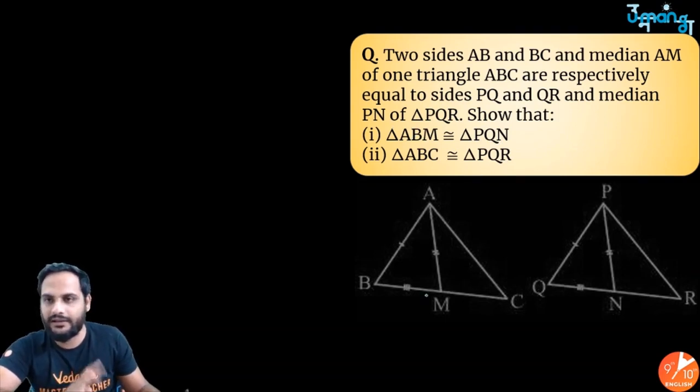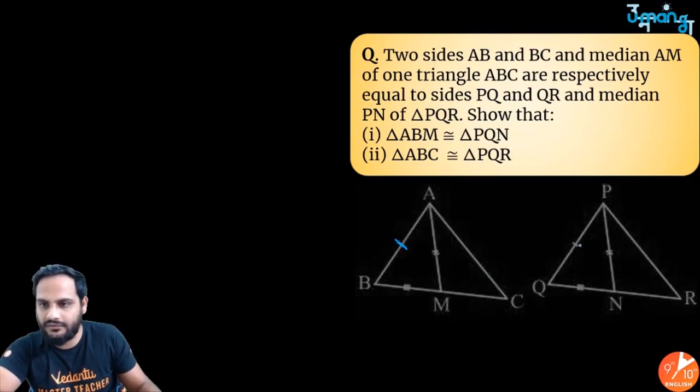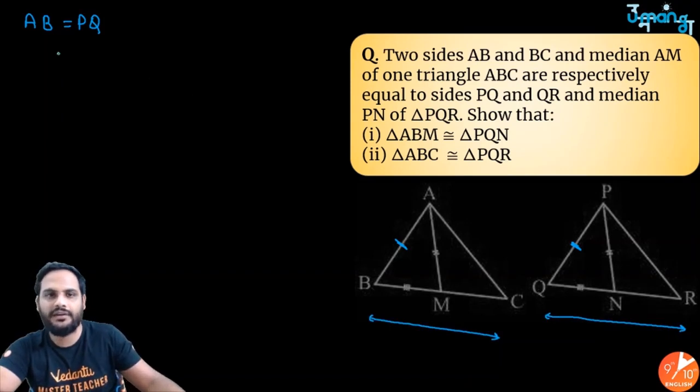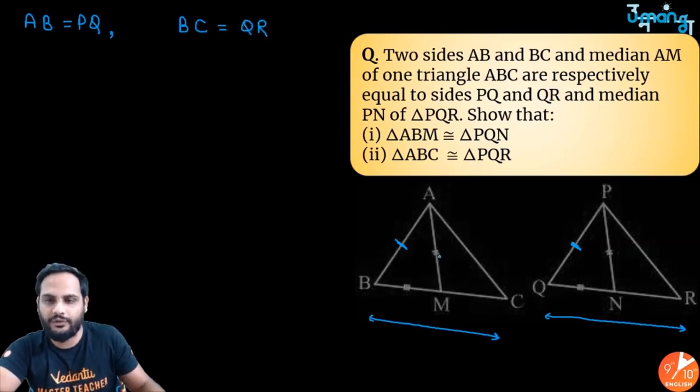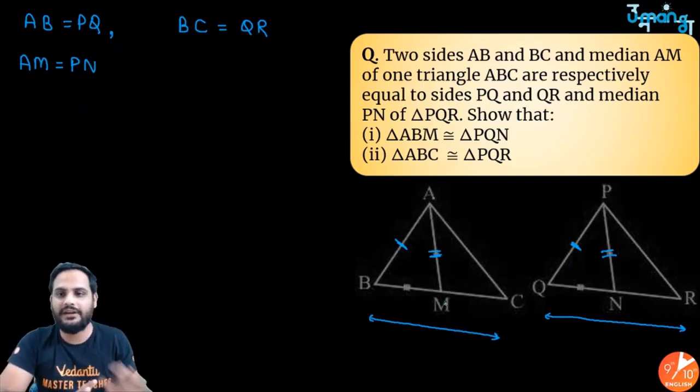Okay, first what has been said, beta? See, AB is equal to PQ, and the second thing is BC is equal to QR. These are the total sides, the bigger sides, BC and QR are given equal to each other. BC is equal to QR, and then the medians are also equal. So this AM and PN are the medians. AM is equal to PN, and AM and PN are what? Medians.